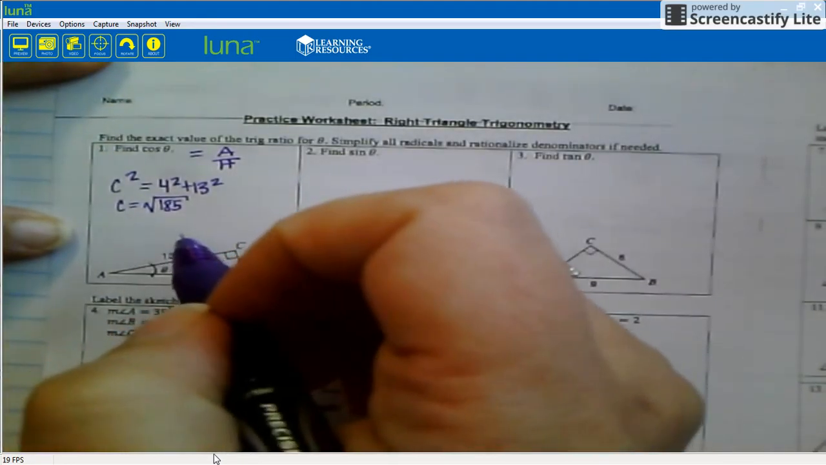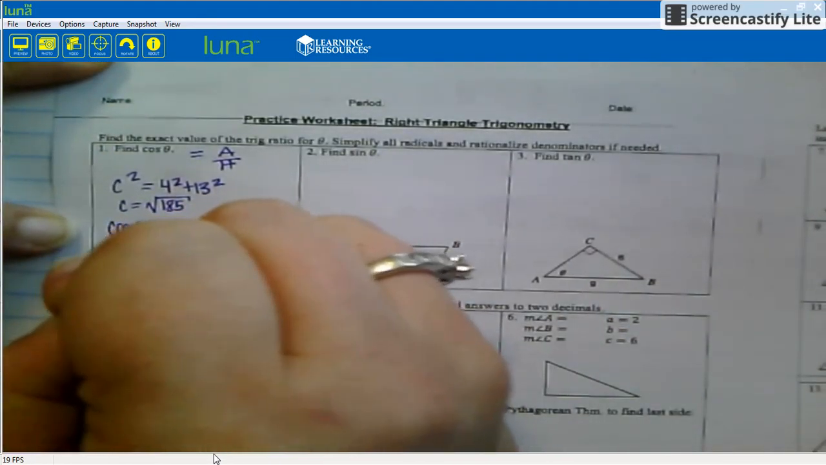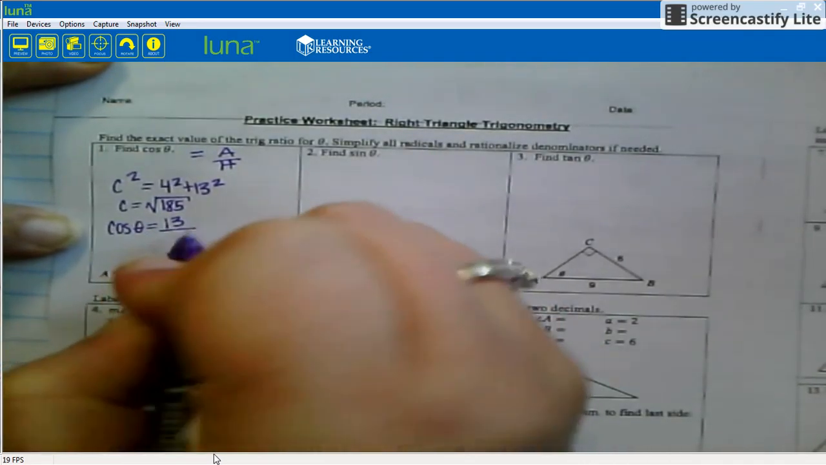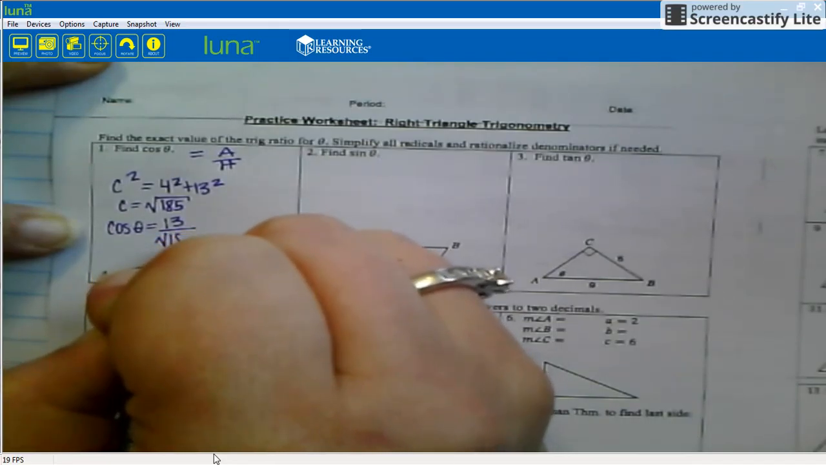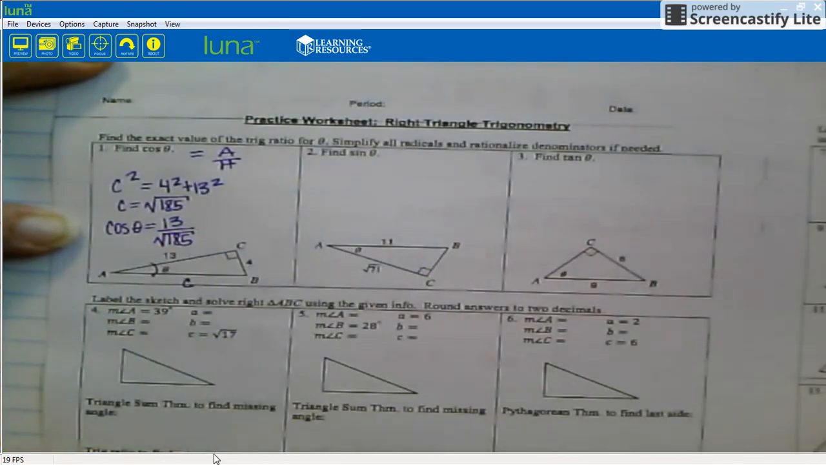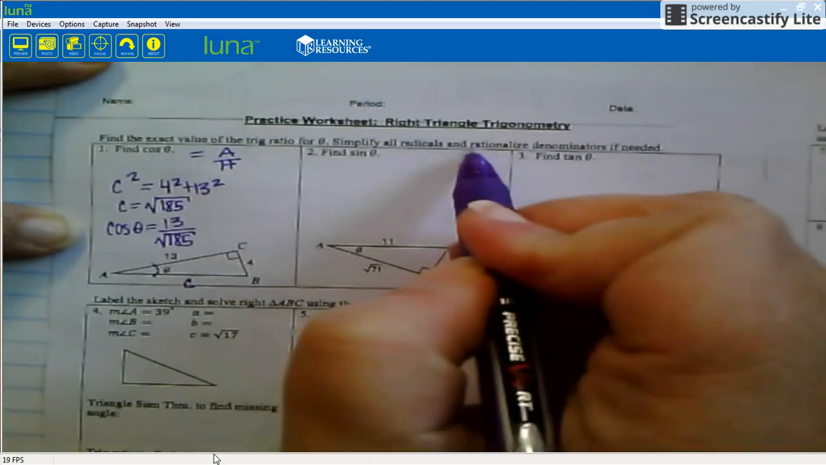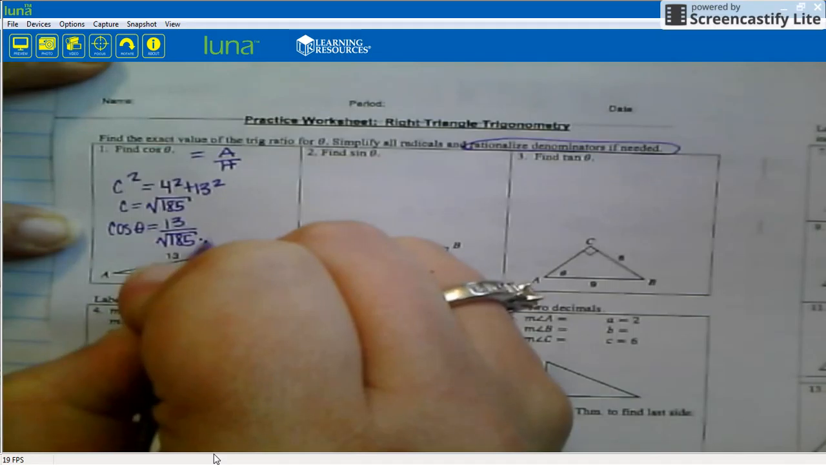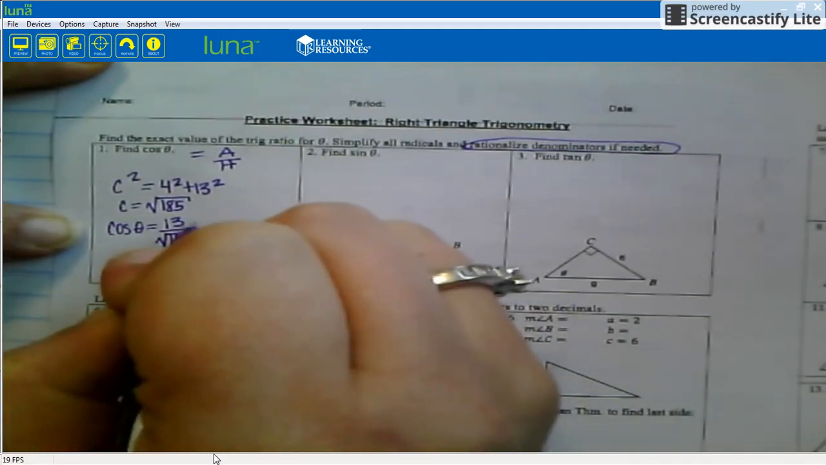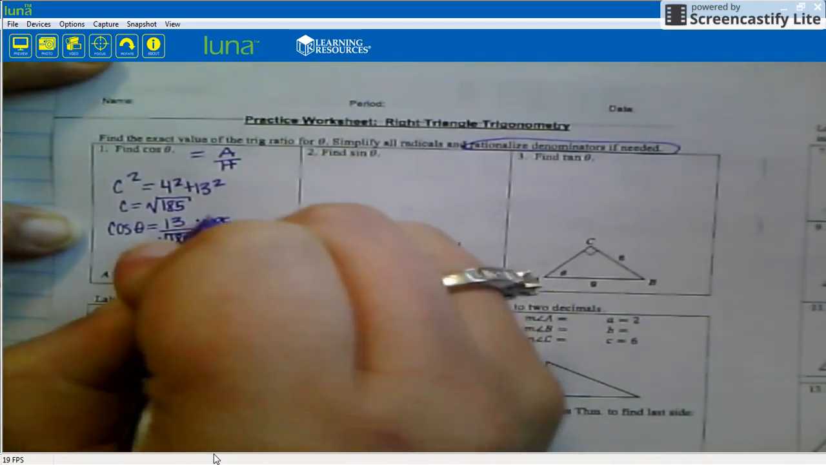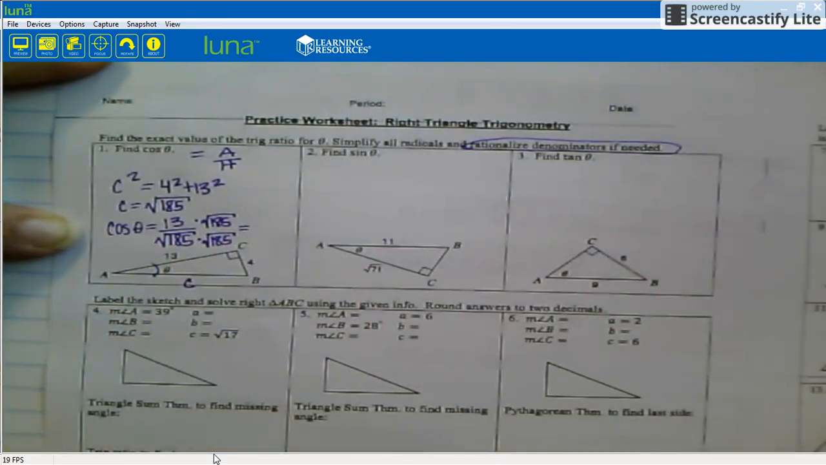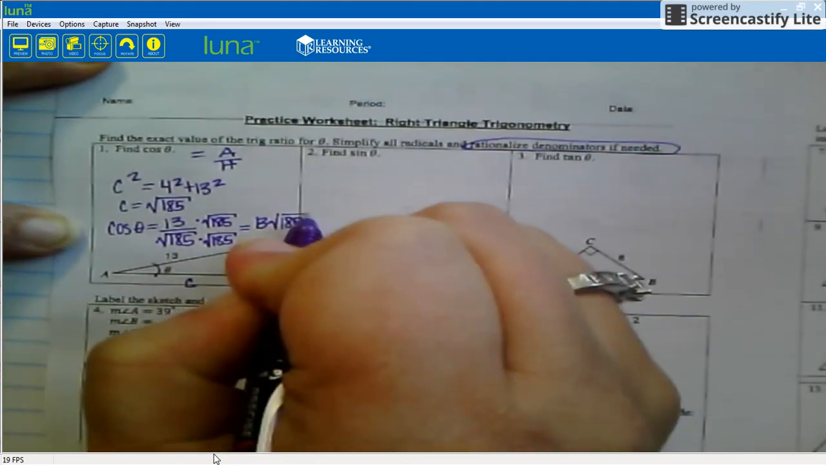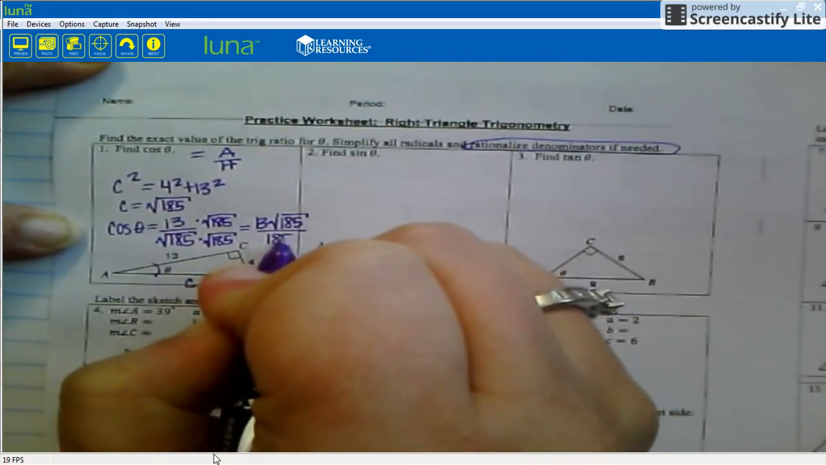So when I write the cosine of theta, it's going to be my adjacent side, which is 13, over my hypotenuse, which is the square root of 185. But you have to rationalize the denominator. So to rationalize your denominator, you're going to multiply the top and bottom of your fraction by your denominator to get that radical off the bottom. And so you're going to end up with 13 square root of 185 over 185.